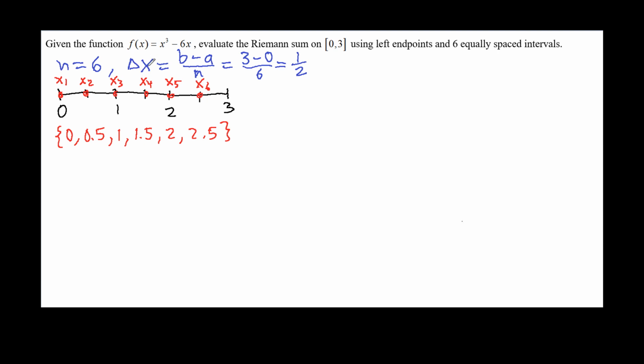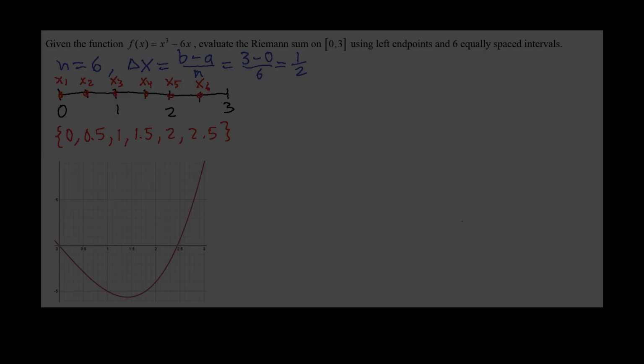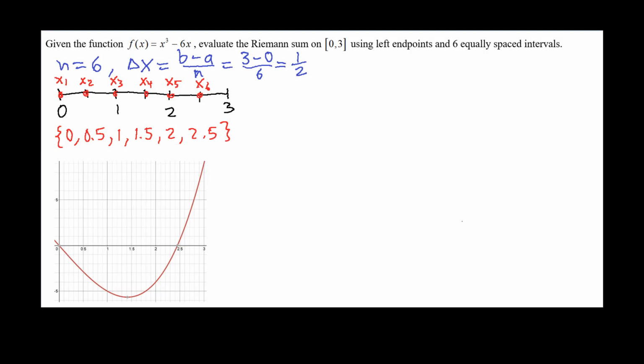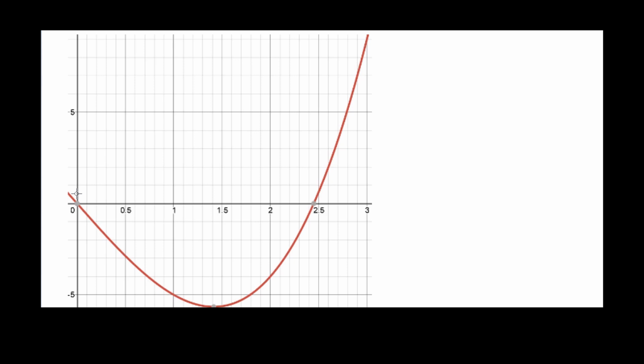Before we proceed, let's have a look at the graph of the function so we can visualize these rectangles of the Riemann sum. For that, we can use any graphing calculator, as I have done using Desmos. Now let's zoom in so we see the grid points more clearly. Now we identify these left endpoints on the graph. So 0, 0.5, 1, 1.5, 2, 2.5. These are now the locations of our function values.